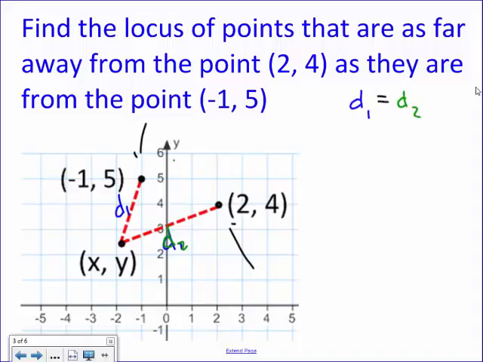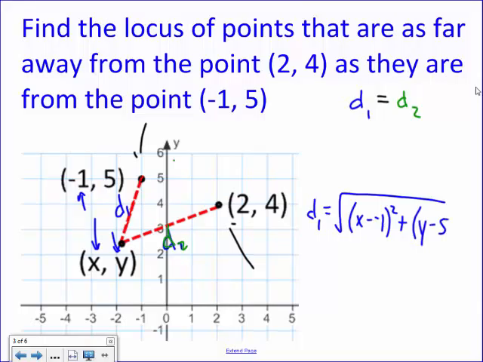Well, how could I write D1 out? How could I write the distance for this red dashed line right here? Well, let's use our distance formula. So D1, to find that distance, we would take the square root of, how far apart are the x's? Well, this one we don't know, so we're just calling it x. And this one's -1, so x minus -1. And we square that. And plus, we don't know what this is, so we call it y. And y minus 5 to figure out how far apart they are, and square it. So there's distance 1.